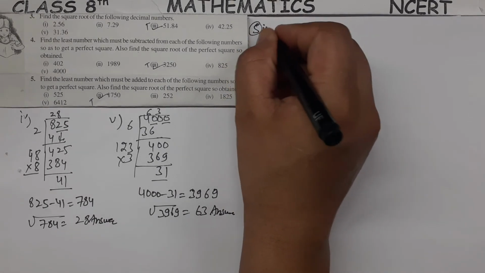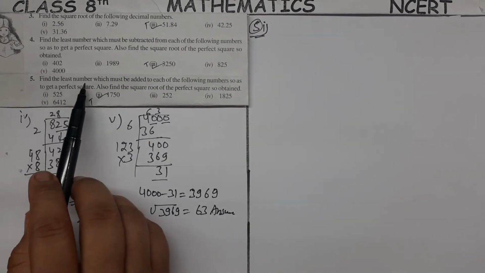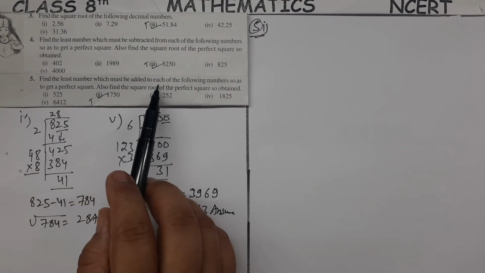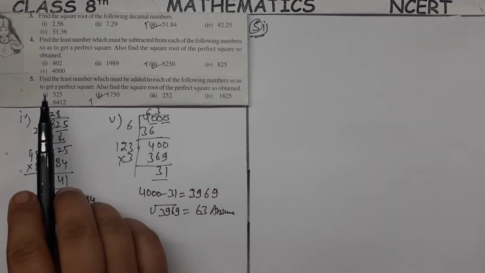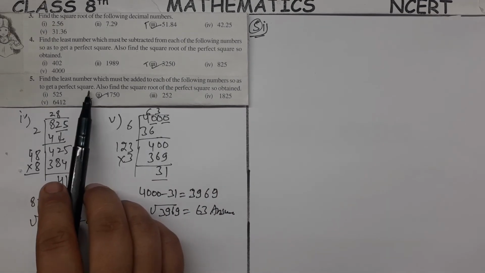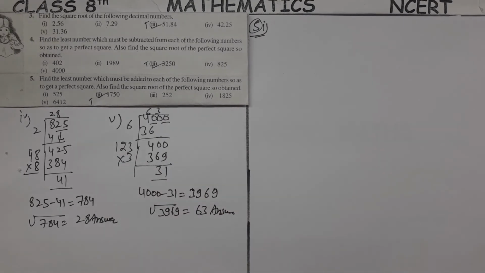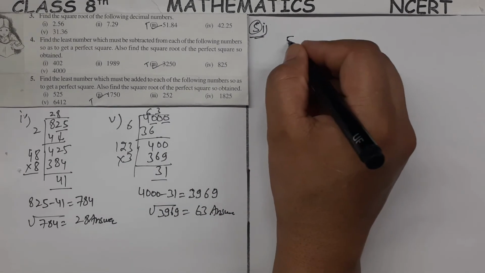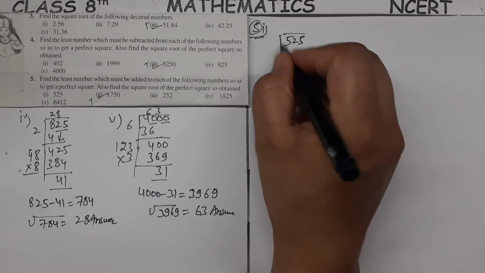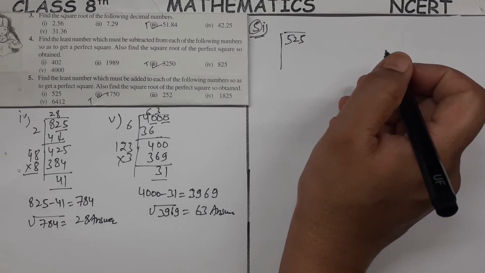Sum number 5. Find the least number that must be added to each of the following numbers so as to get a perfect square. Also, find the square root of the perfect square so obtained. 525. Here we have to add.